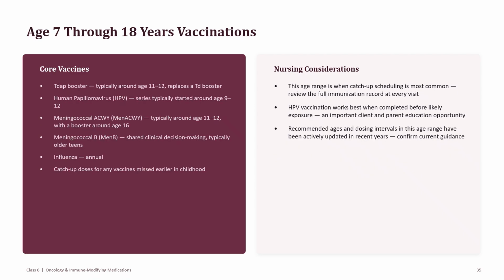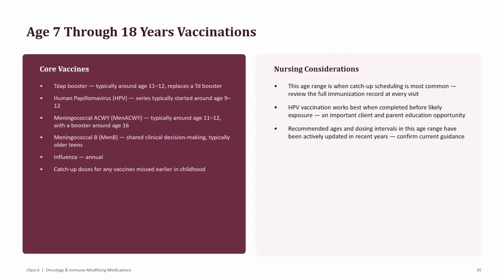So ages 7 through 18, adolescent, is a different kind of vaccine visit than the early childhood visits. This is much more of a booster and catch up window than a first exposure window. The immune system's already met most of these pathogens through an earlier series, and so now we're just reinforcing and adding a few new ones like HPV.